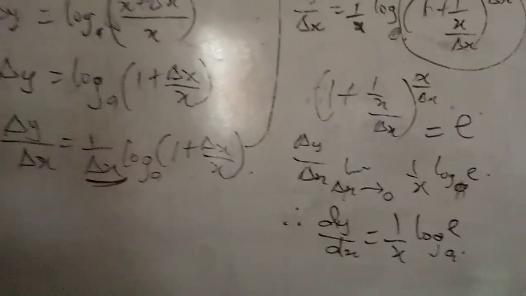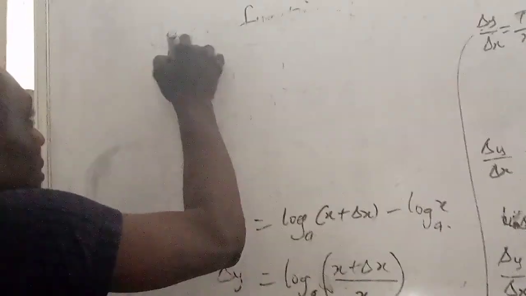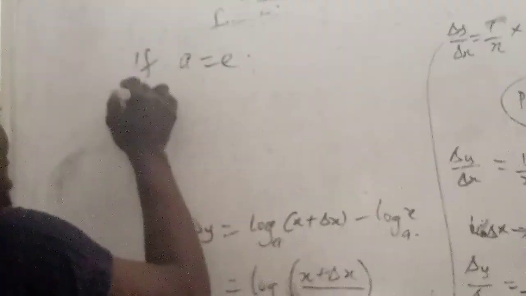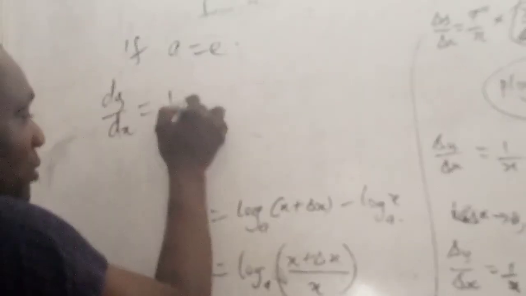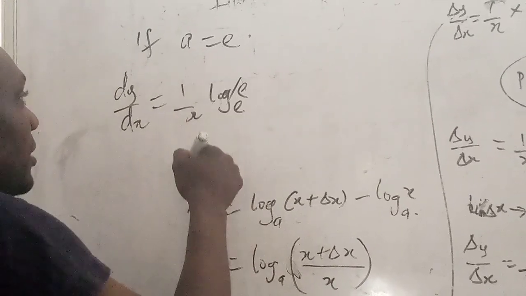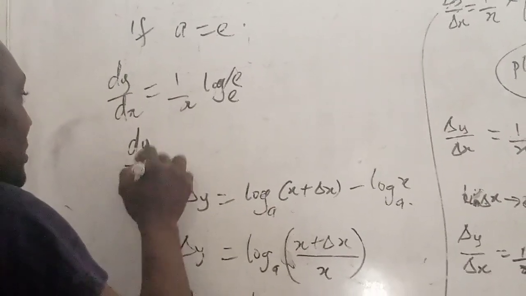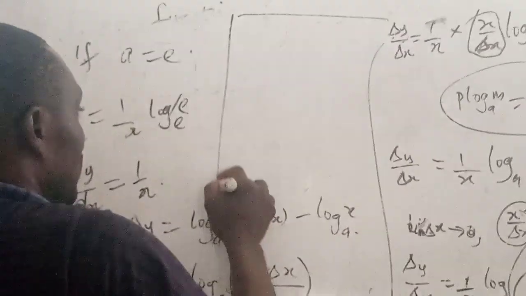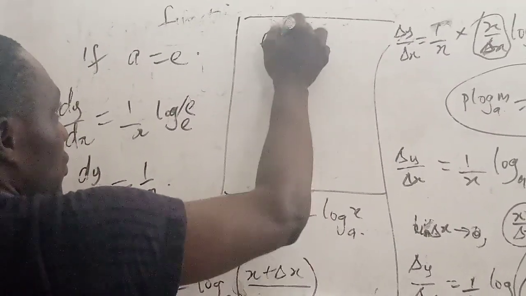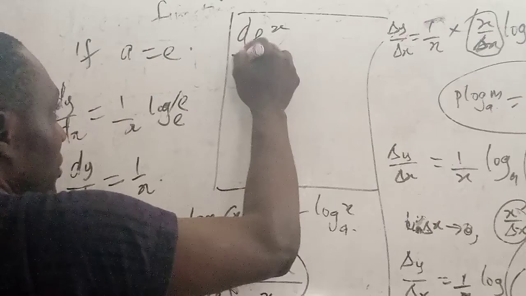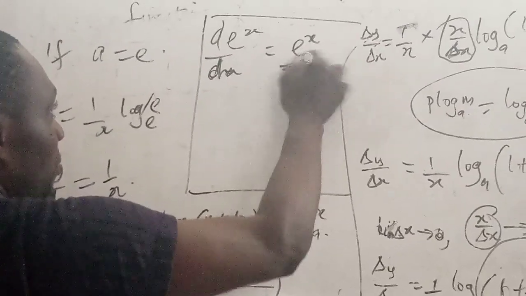Now let's assume that a equals e. Then this function becomes dy/dx equal to 1 over x log e base e, and any logarithm of its own base is 1, so this will cancel out. Therefore, dy/dx is equal to 1 over x. So we can see that the differentiation of e to the power of x, or d/dx of e to the power of x, will also give us what? e to the power of x.